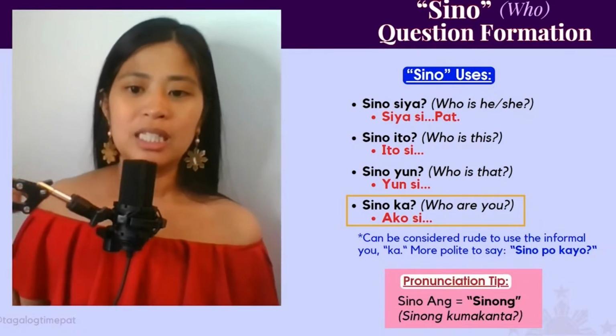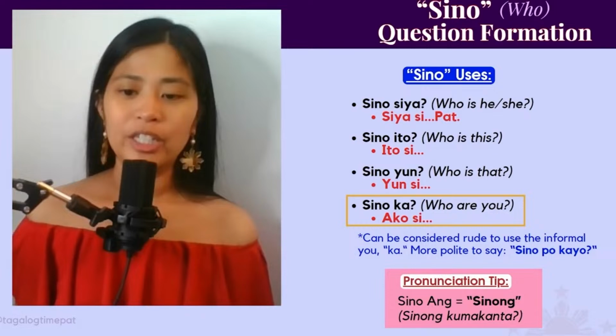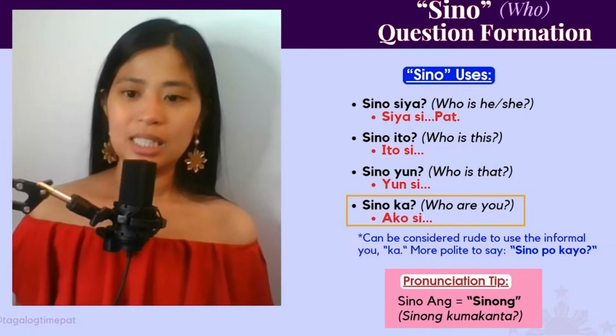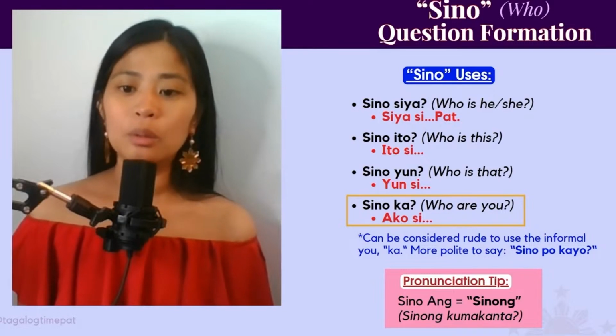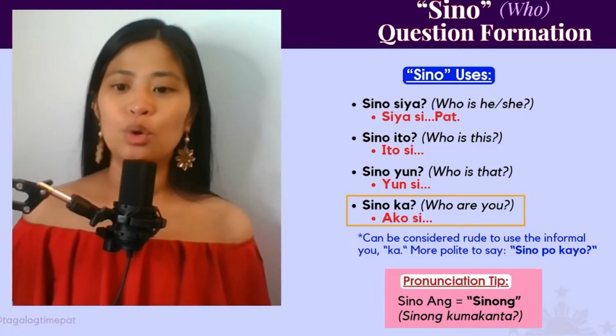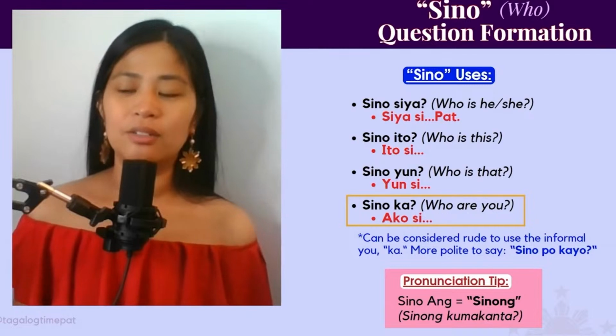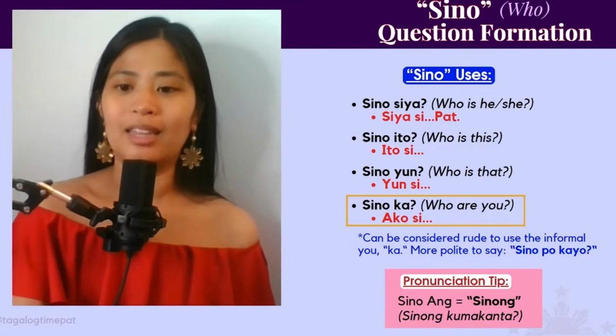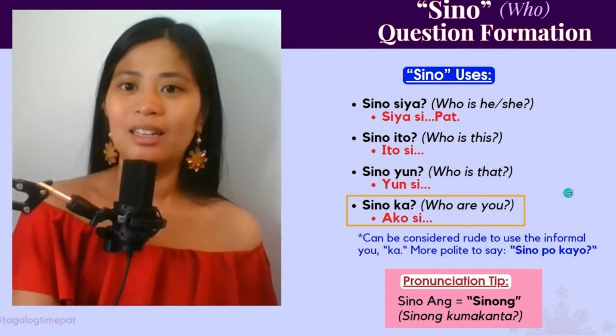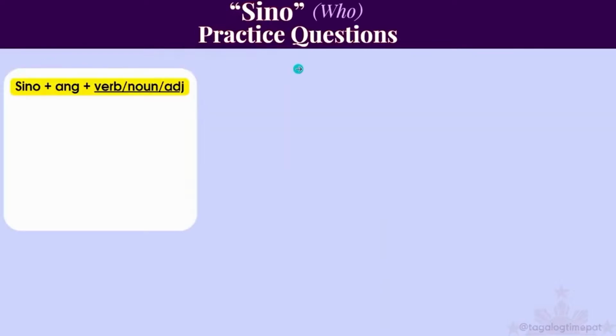And then just a pronunciation tip. If you have sino ang in a question, you might hear sinong. So they put it together. So sinong kumakanta? Who is singing? Instead of sino ang kumakanta, it's sinong kumakanta. Okay? Now let's practice some translations when we're using sino in a question.